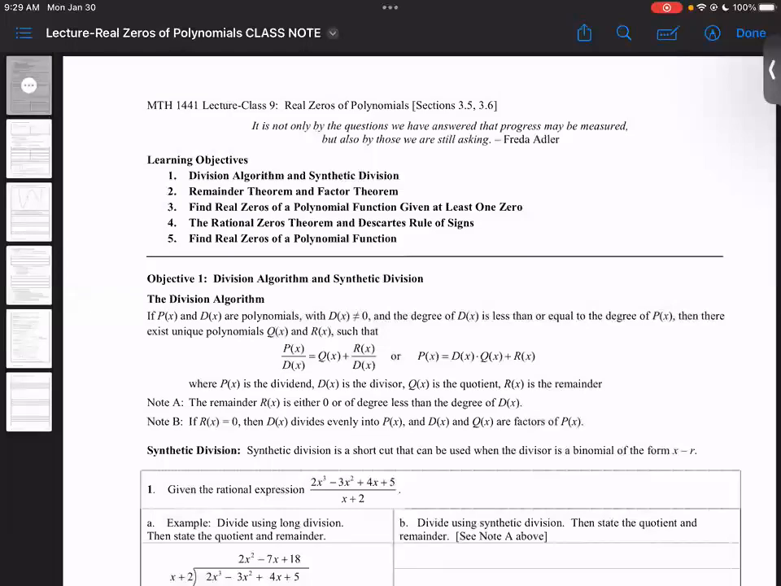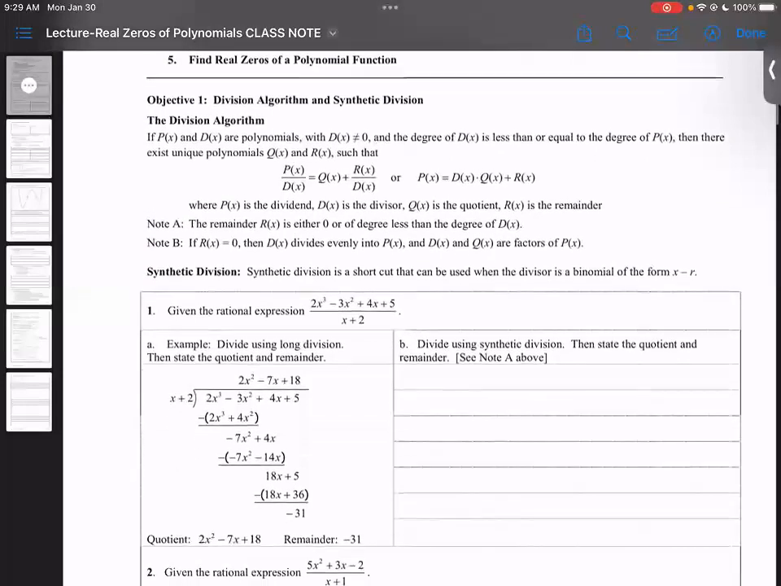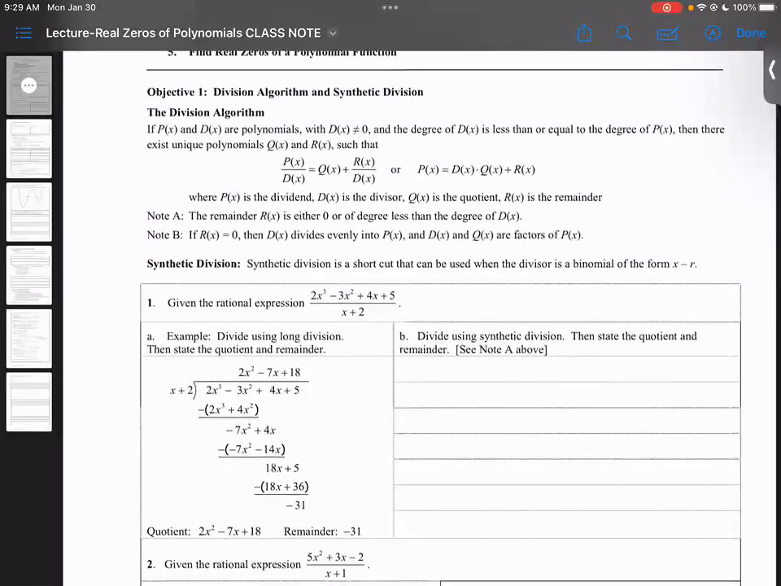Okay, continue with lecture 9, real zero of polynomial. Before we talk about real zero, let me recall some of the division. First of all, your least favorite, long division. Oh, the good news is you don't have to know long division for this exam.